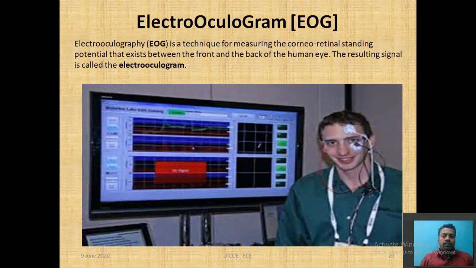So this is the electrooculography. It is a technique for measuring the corneal retinal standing potential that exists between the front and back of the human eye. The resulting signal is called the electrooculogram. This signal is measured between the front and back side of the human eye.